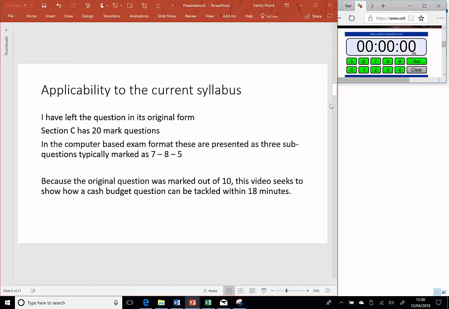So it's applicable to the current syllabus. Obviously, the section C questions are worth 20 marks, but they do tend to break them down into sub-questions, and there's typically 3 sub-questions for a 20-mark question that may well follow this sort of pattern of 7, 8, and 5. But because the original was marked out of 10, I'm continuing with this video on that basis, and we're going to look at it in terms of how to tackle it within 18 minutes.